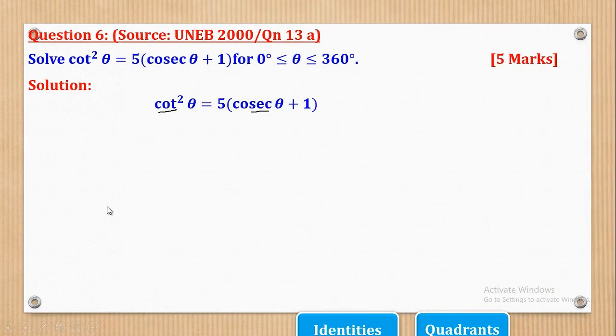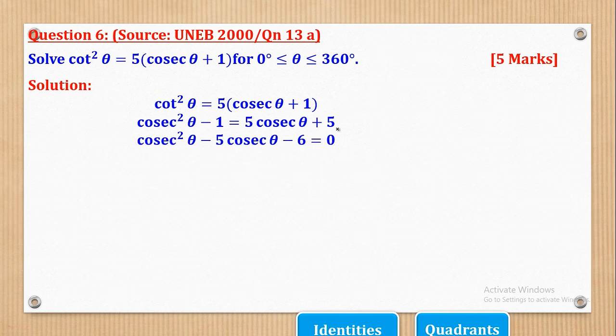So when we come here, we shall rewrite that. This cot squared is going to become cosec squared theta minus 1. The angle doesn't change. Then here we shall open brackets to come up with this. Next is to collect like terms to come up with a quadratic, and you solve the quadratic. You can either use the formula or you factorize.